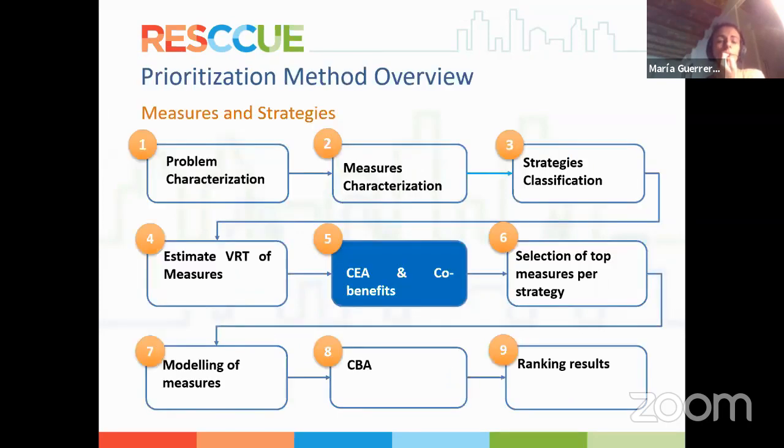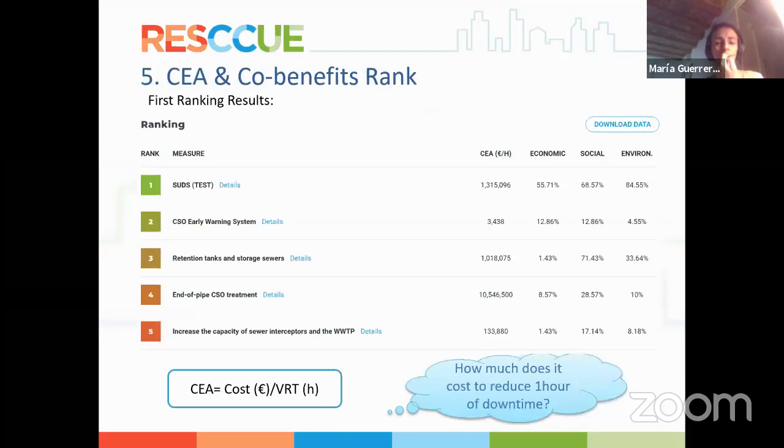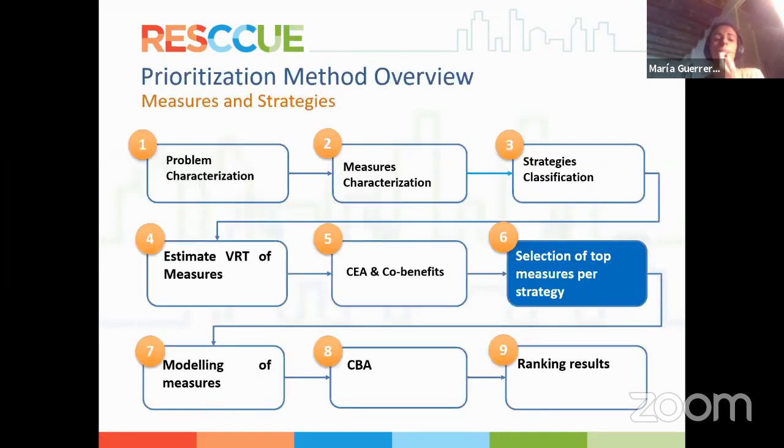Then we did the preliminary or first ranking using the estimated cost and the VRT that I just mentioned as variables for each of the measures to calculate the cost effectiveness analysis, the CEA, and a qualitative assessment of co-benefits, which was evaluated by a group of experts. This information allowed us to do a first rank of the measures per strategy. So we did this exercise for the four different climate hazards strategies for Barcelona.